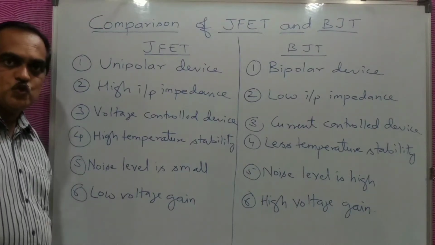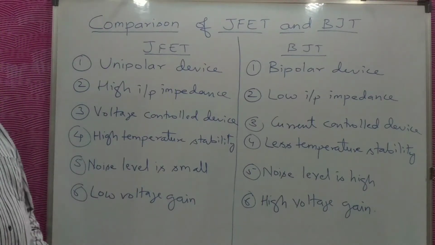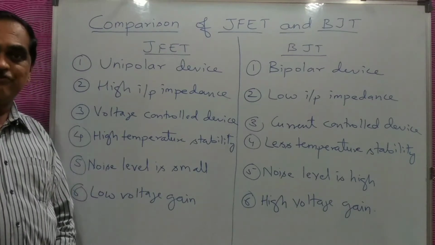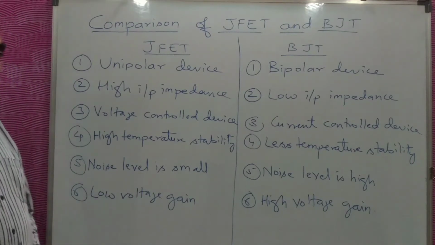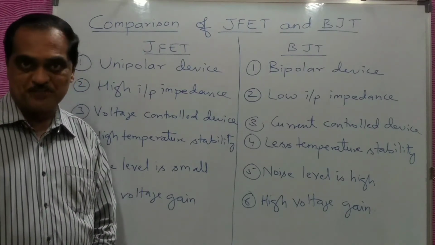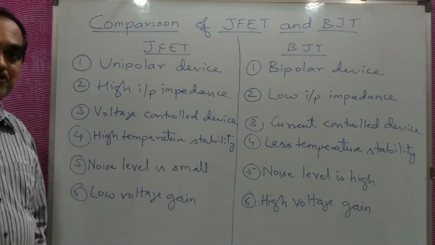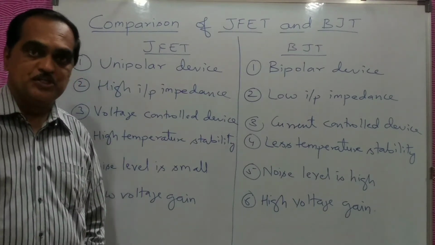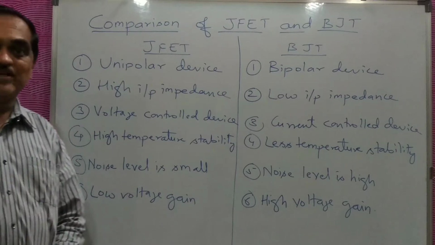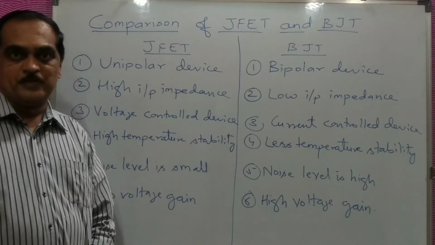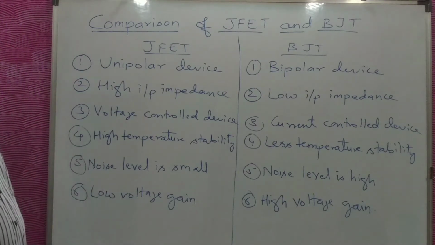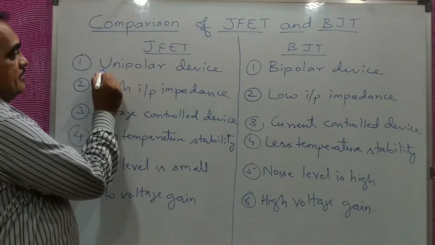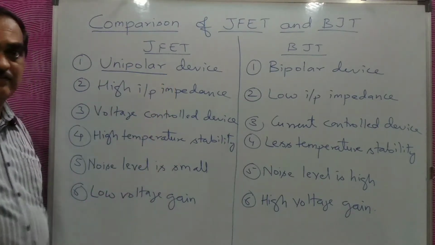Dear students, today we'll see a comparison of JFET (junction field effect transistor) and BJT (bipolar junction transistor). Both are very important transistors in their specific applications, and when you compare them you can see a few differences between them. The first difference is that JFET is a unipolar device.